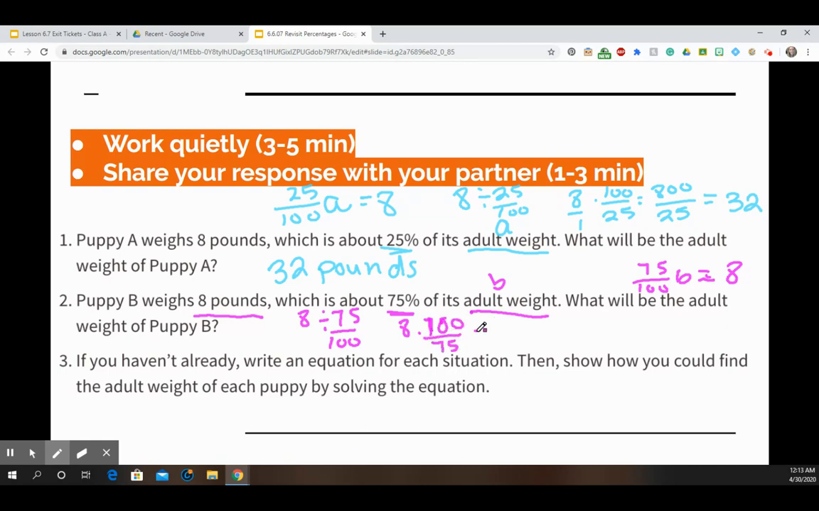I can't cross cancel. I could reduce this if I wanted to, actually, to make it easier. So I have 8 times 100. If I divided both top and bottom by 25, I'd be left with 4/3, right? Just to simplify, 8 times 4 is 32 divided by 3. I could divide this out, but I know I'm not going to get an even number, so we'll leave it like this. 32/3 pounds. That's fine. That's not really the skill we're working on this lesson.